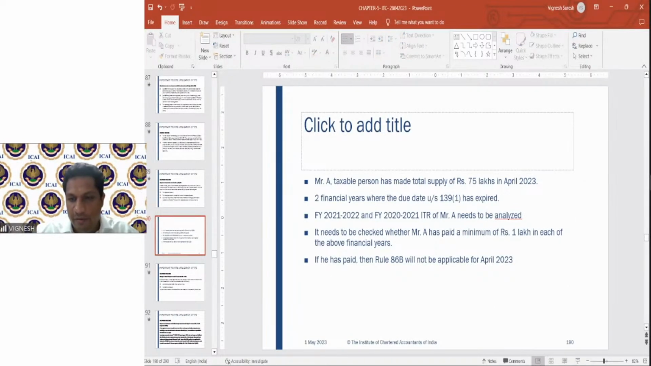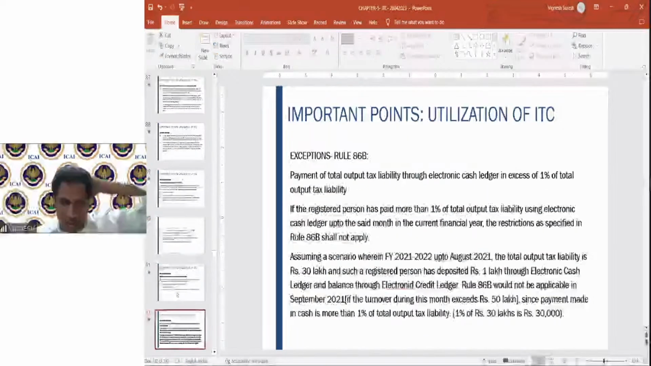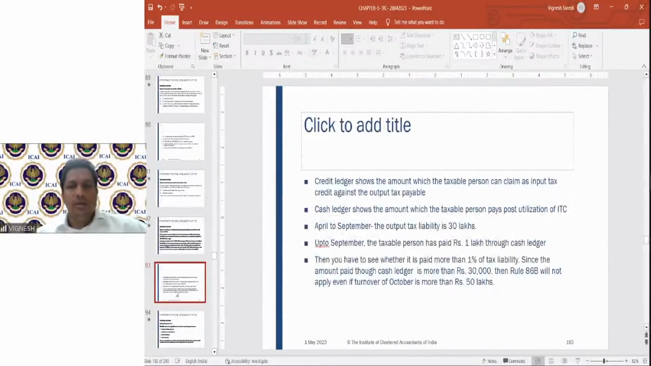Is it clear now, everyone? Can you explain the previous exception once again? Previous exception means which one, Sriram? You are talking about the exception for this one, output tax liability. That one. It's very simple.